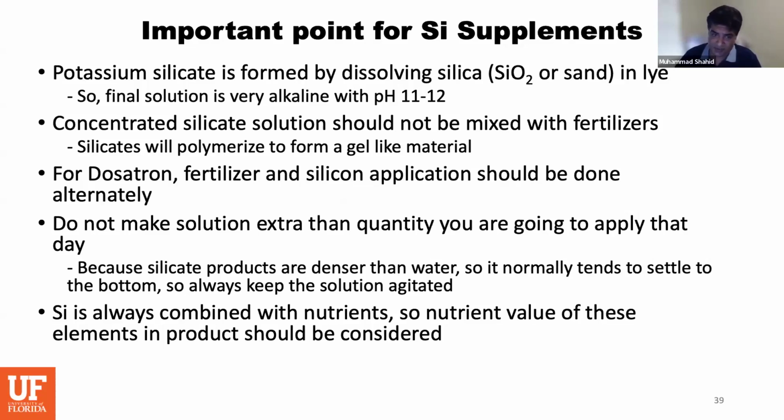And silicon is always, and this is also an important thing. Whatever source they are using, the potassium silicate or calcium silicate, it means they're going to add some amount of calcium and potassium. So especially in the hydroponic system, you have to consider what percentage of silica, calcium and potassium you're going to be adding, so that you can subtract it from the other nutrition program to keep the balance.